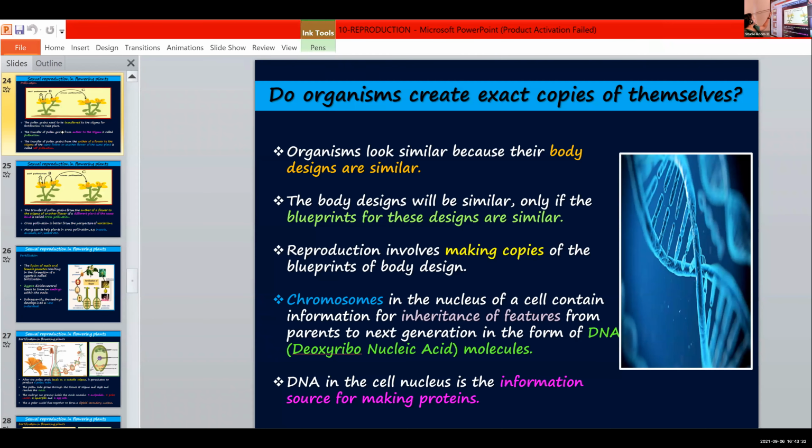From hibiscus, the pollen grains, or from rose flower, it cannot fall on jasmine and bring about pollination. It should be the same kind. Only then it can happen. Only then pollination can happen.